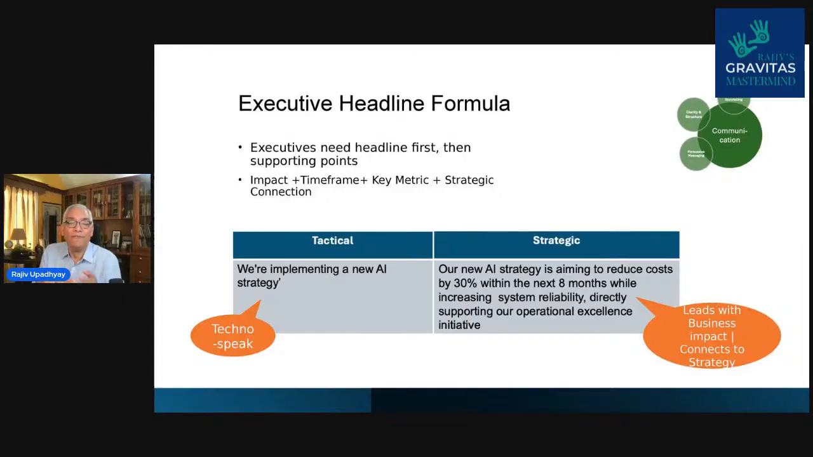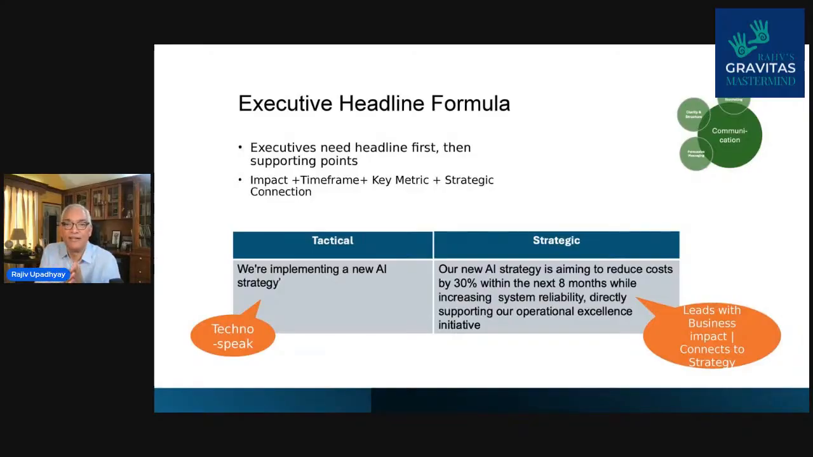So if you were to try and explain that to a business person, look at the way that you can make it more strategic. Our new AI strategy is aiming to reduce cost by 30% within the next 8 months while increasing system reliability, directly supporting our operational excellence initiatives. Can you see that this person who is communicating is leading with the business impact? What is the business impact of this change or strategy?